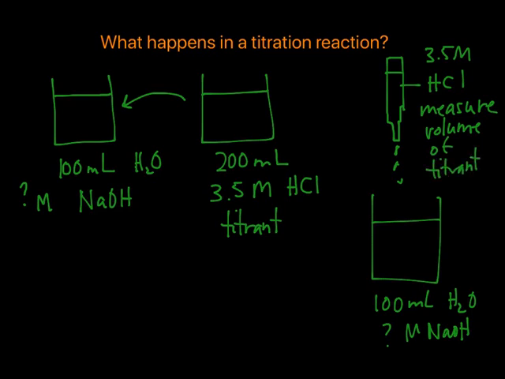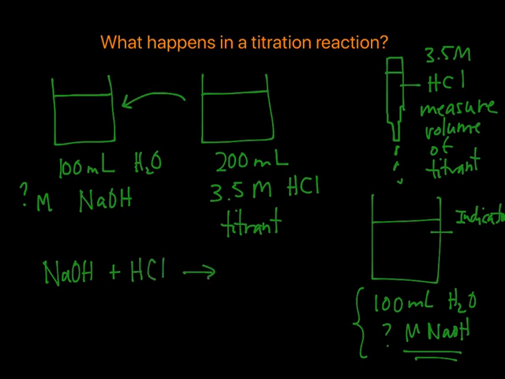Now, how do we know that we have added enough of the titrant to consume all of this unknown mixture? Well, we need to put an indicator inside here. An indicator will show a color change when we have a full amount of HCl reacting with all of the unknown solution. So here we have our acid-base reaction, and we will produce water and sodium chloride.